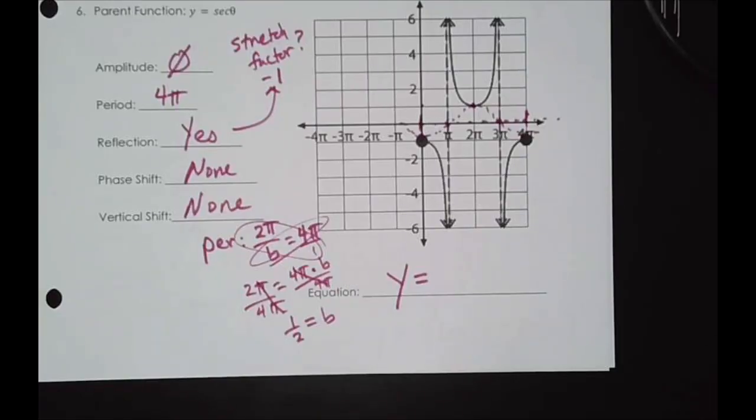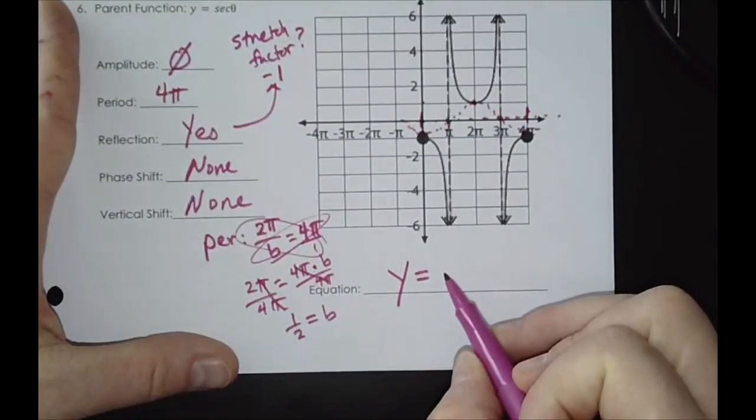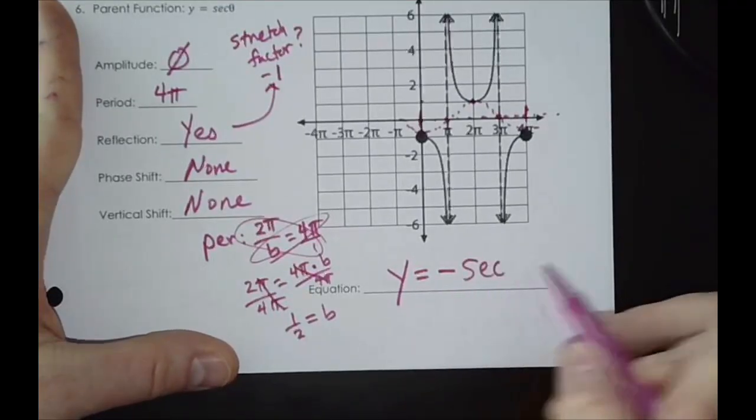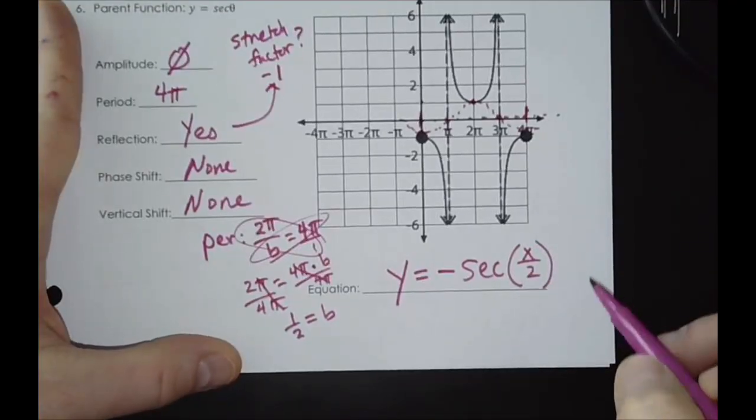All right, PreCalc. I kind of laid it all out there for you. What do you think? Y equals, I put the minus sign. Yep. And then I got secant, and then parentheses x over 2. Perfect. That's it. That's all there is to it.